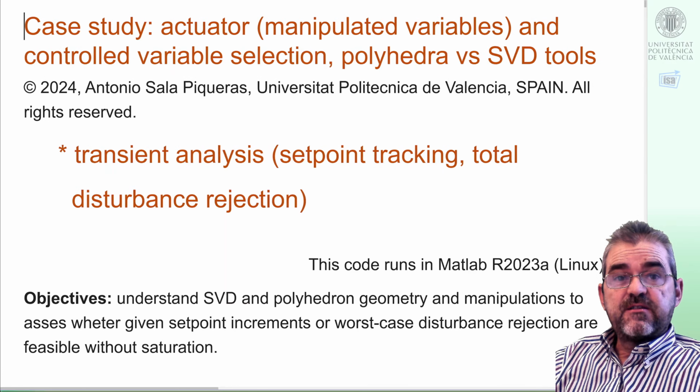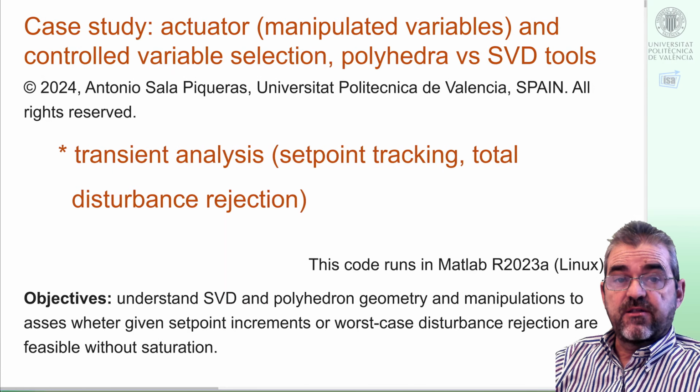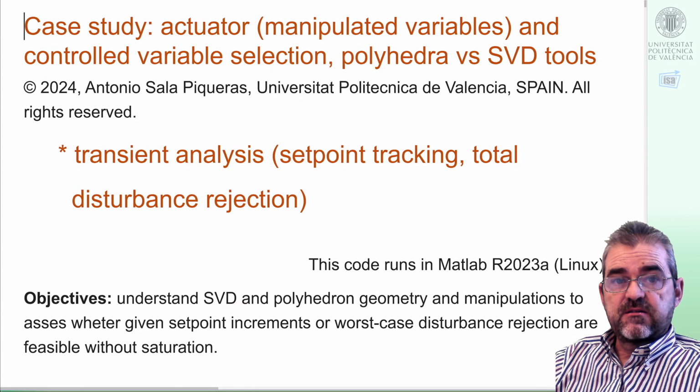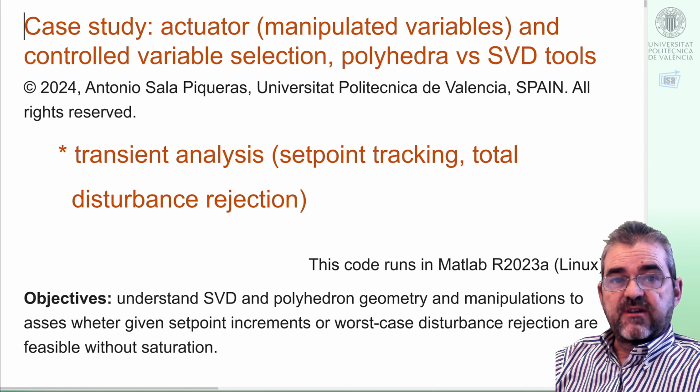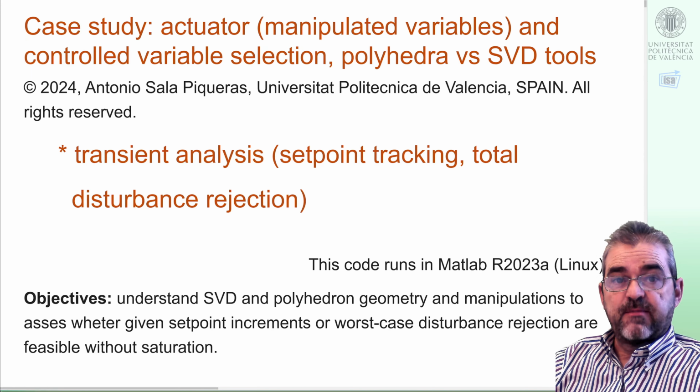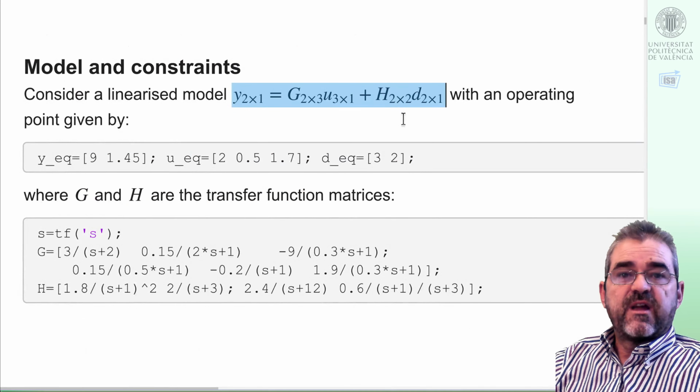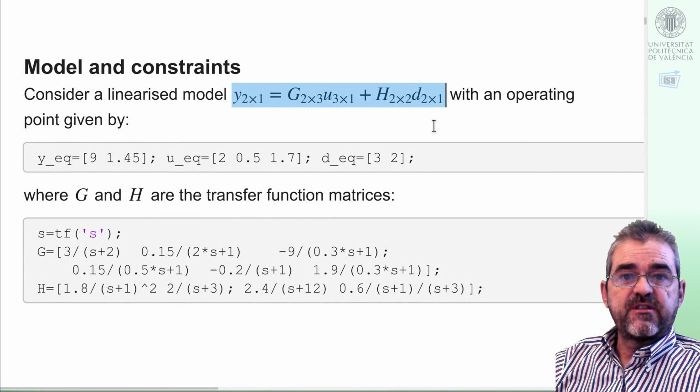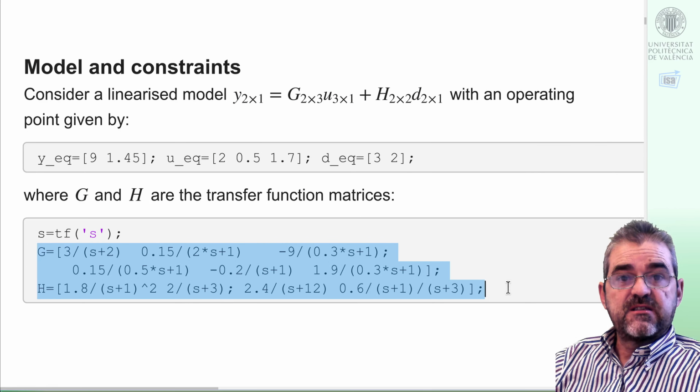I'm Antonio Sala, and in this video we are going to end the case study on manipulated and controlled variable selection. In previous videos, we discussed steady-state analysis with both SVD and polyhedron geometry, analyzing setpoint tracking, total disturbance rejection, and partial disturbance rejection. Here we'll discuss the transient case, frequency response diagrams for setpoint tracking and total disturbance rejection, as follows.